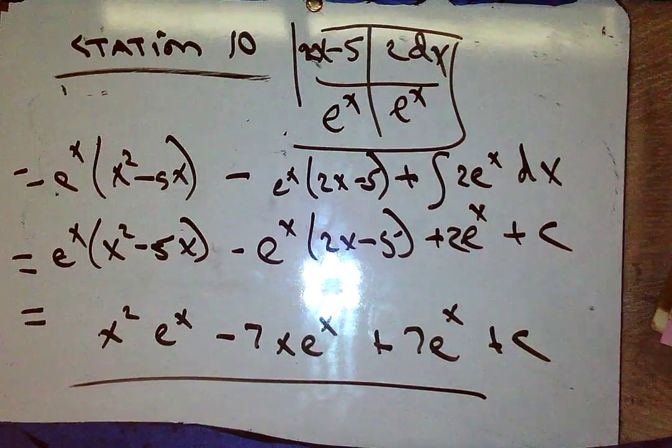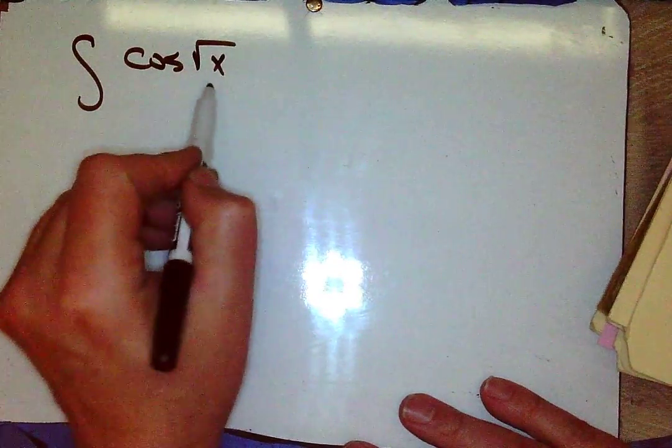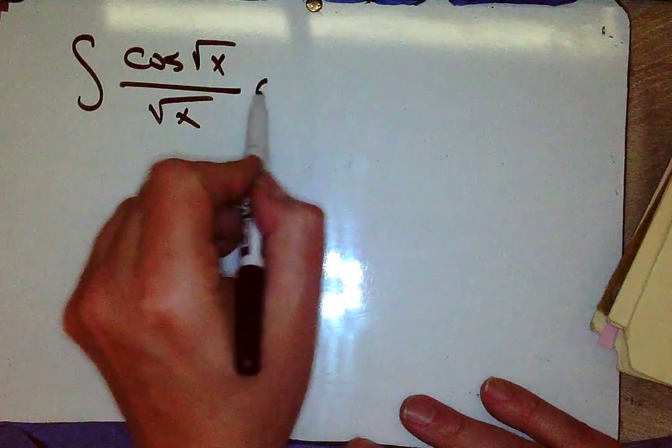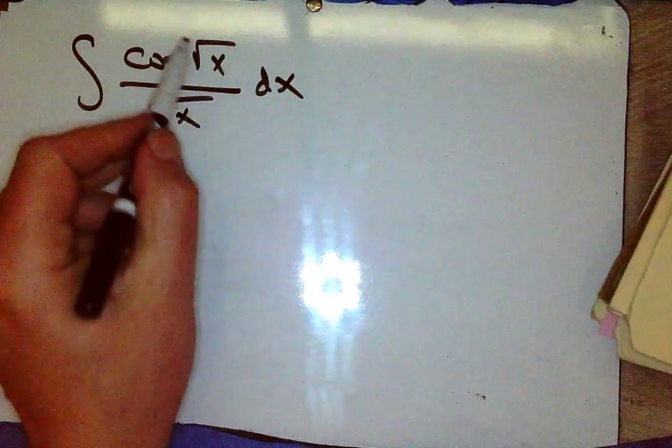Okay, that was it for station 10. Let's take a look at station 11. Looks like a u-substitution. Integral cosine square root of x over square root of x dx. So, what's my u here?